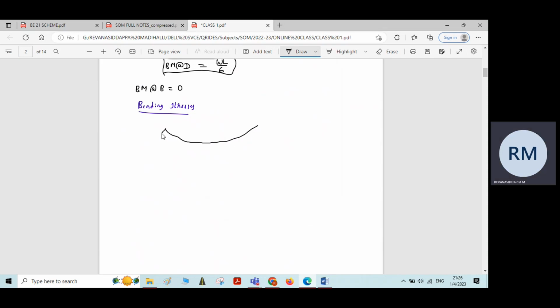If I take a simply supported beam, this is the bending pattern of the simply supported beam. Now, if you observe the bending pattern of the beam, you can see the bottommost fiber of the beam is subjected to tensile stresses and the topmost fiber of the beam is subjected to compressive stresses.